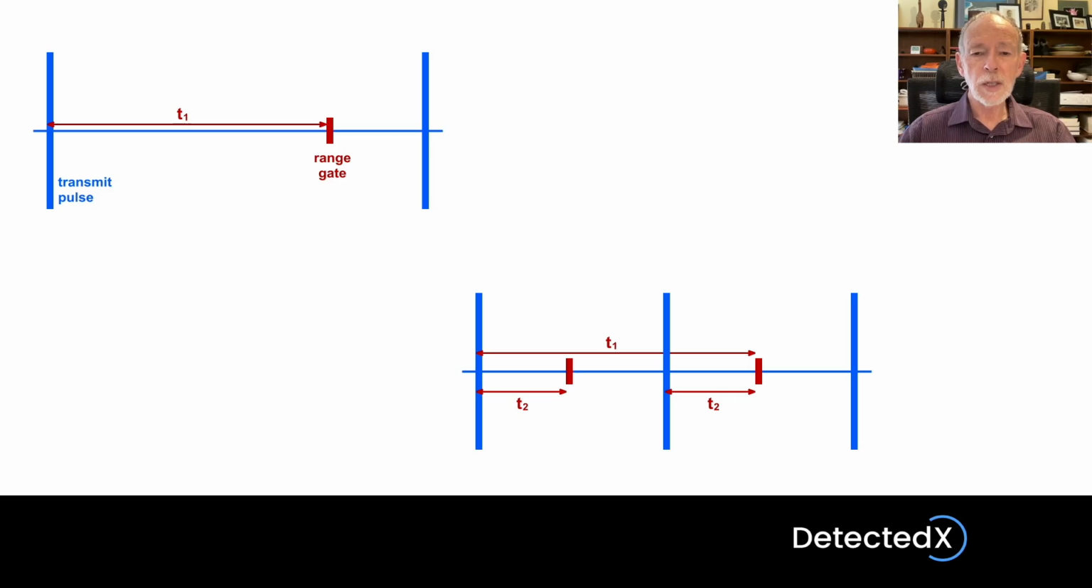However, the machine has transmitted a second time, and the range gate is occurring a shorter time interval after that second pulse. The machine is obtaining echoes when it range gates from both the first transmit pulse with a delay time of t1 and from the second transmit pulse with a delay time of t2. So in other words, there are two different sample volumes at two different depths.